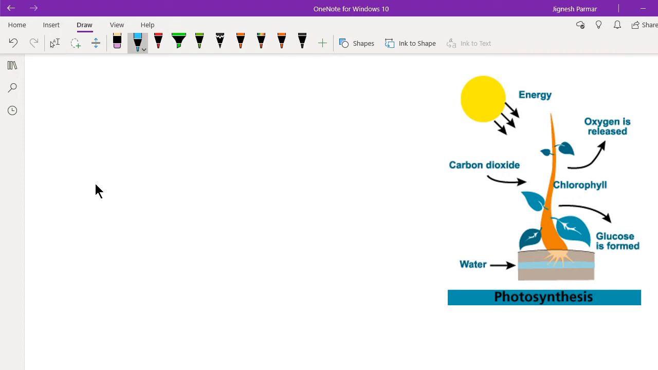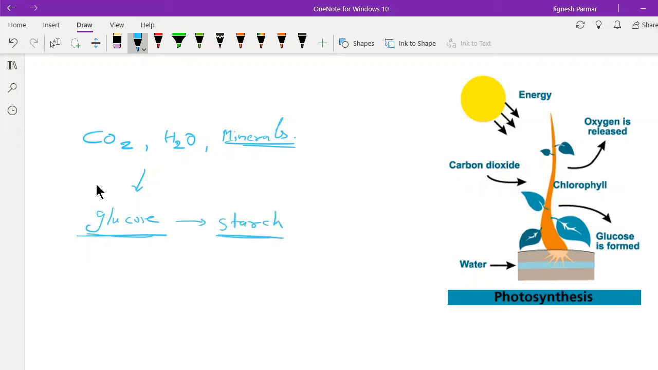What do plants need? They need carbon dioxide and water. We are not talking about minerals right now. From this, they prepare their food, which is called glucose. It is then stored in different parts of the plant, such as the stem, in the form of starch, which we feed on.